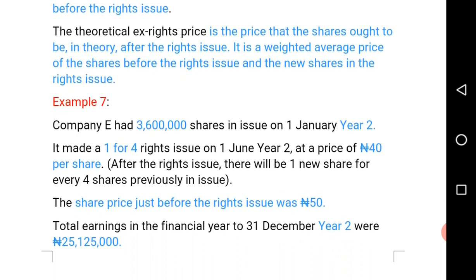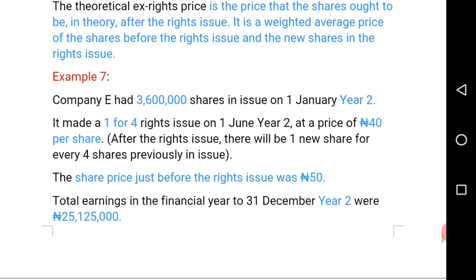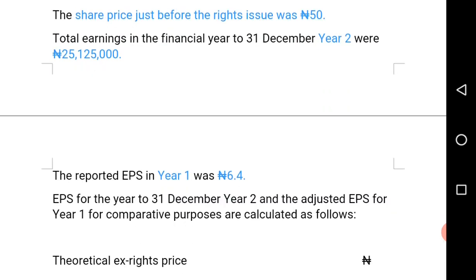Total earnings in the financial year to 31st December year 2 were 25,125,000 naira. Now they've given us earnings, not profit after tax. So we're still safe here, we're still lucky. Same calculation, but it's easy. Profit after tax less dividend paid to preference shareholders will give us our earnings.